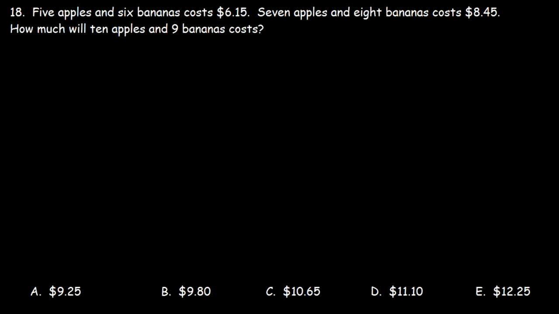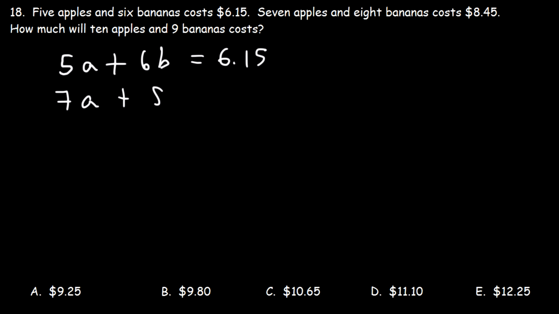Number 18, 5 apples and 6 bananas cost $6.15. 7 apples and 8 bananas cost $8.45. How much will 10 apples and 9 bananas cost? So like the last problem, we have a system of equations. So in the first equation, it says 5 apples and 6 bananas, where A is apples, B is bananas. That equals $6.15. And 7 apples and 8 bananas equals $8.45. So what we need to do is find the value of a single apple and a banana. If we can do that, then we could find the value of 10 apples and 9 bananas.